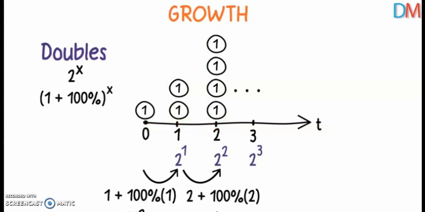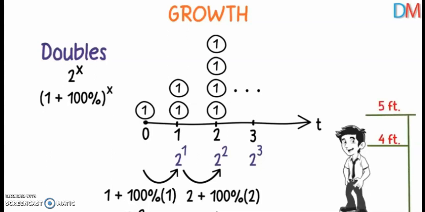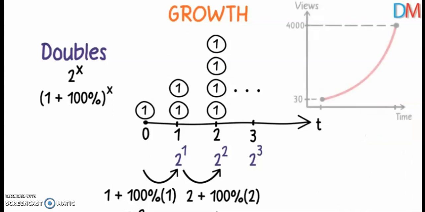But that's not how nature works. Every kind of growth happens gradually. If your height today is 4 feet, you suddenly won't be 5 feet a year later. Your height gradually grows.